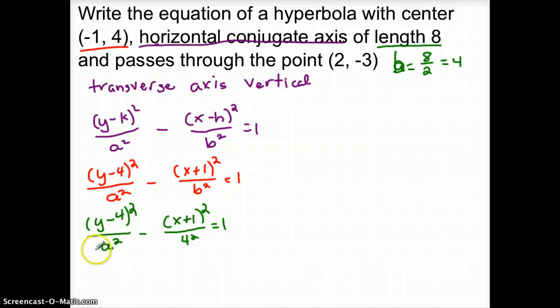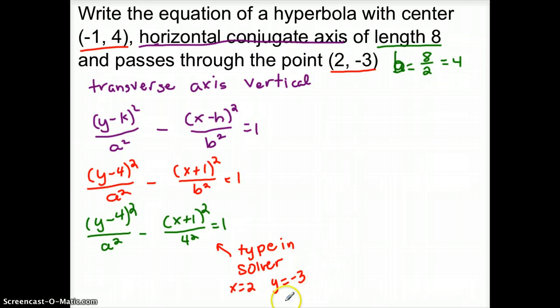Okay, now I have one thing left. I have to solve for a in my equation, and I have 1 point. Okay, so my point is 2, -3. So my next step is I'm going to go to my solver and put this in the solver. Then I'm going to let x equal 2, y is going to be -3, and then solve for a.